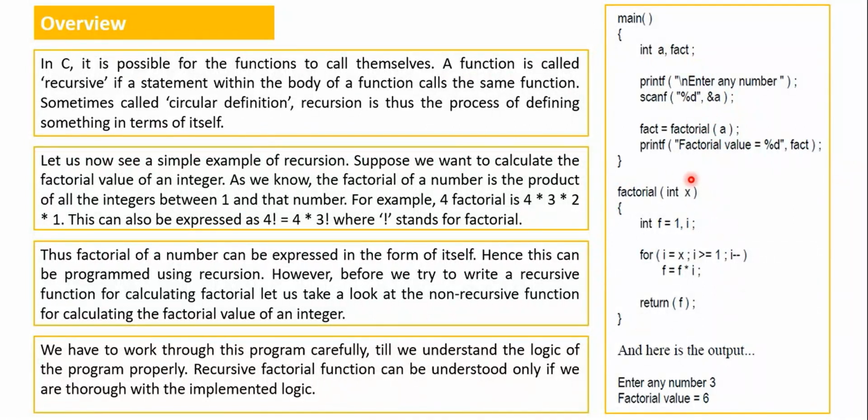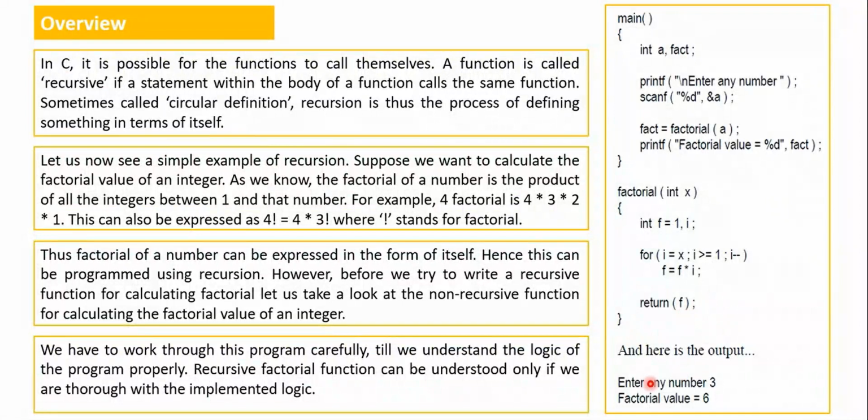Now this factorial function copies the value of the variable and runs a loop from the number down to 1. Within the loop it multiplies all the integers from the number down to 1. As you can see, the factorial of a number is the product of all the integers between 1 and that number. In the end, the factorial is stored in f and this f value is returned. So I hope this functionality is clear.